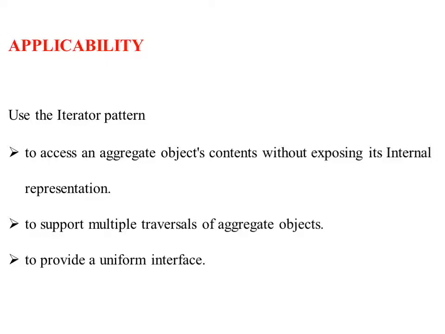The next applicability is when to provide a uniform interface. Whenever the interface defines uniform access of an object, uniform means one after another. After completion of one object element, another object element needs to be checked. That is the uniform way, the uniform interface that needs to be provided. In that situation also, this pattern is applied.